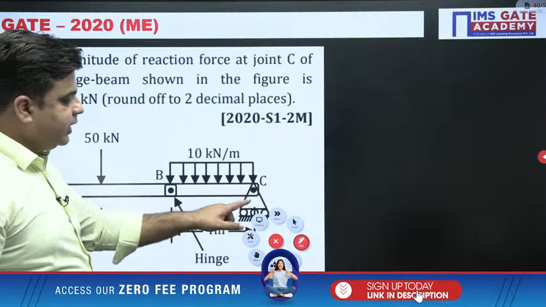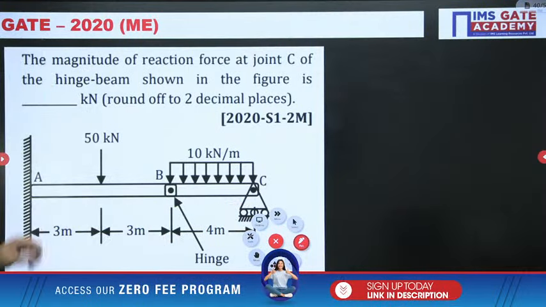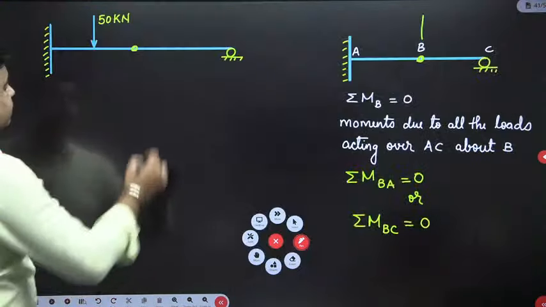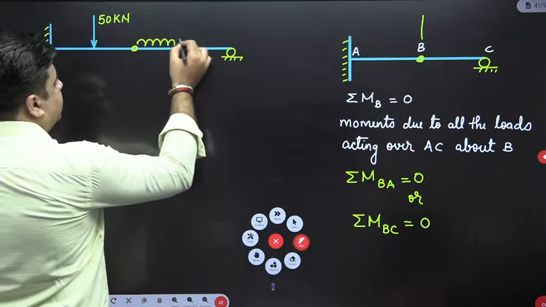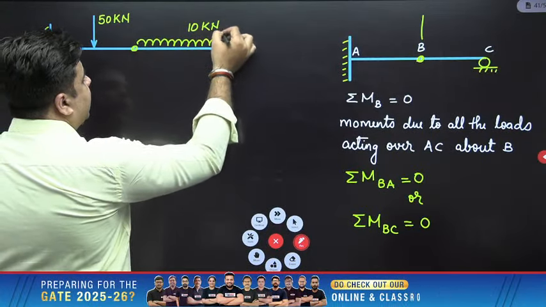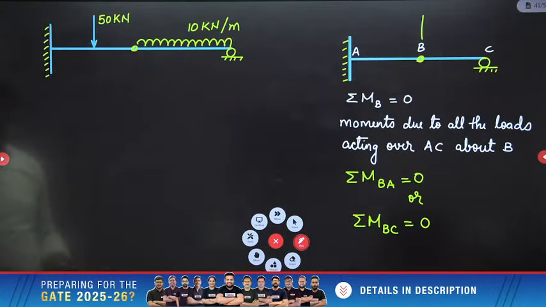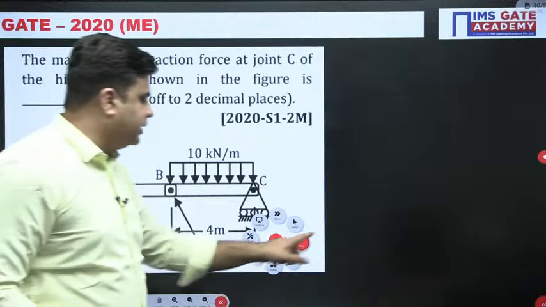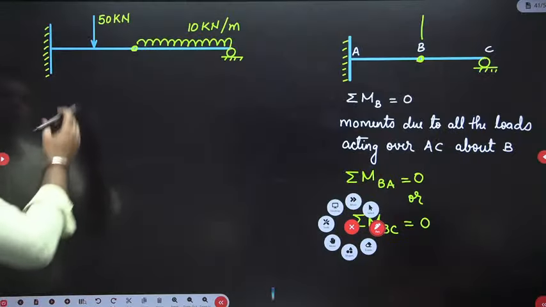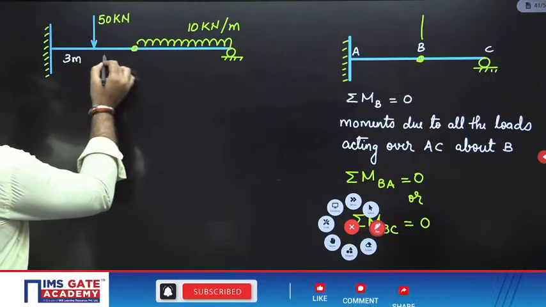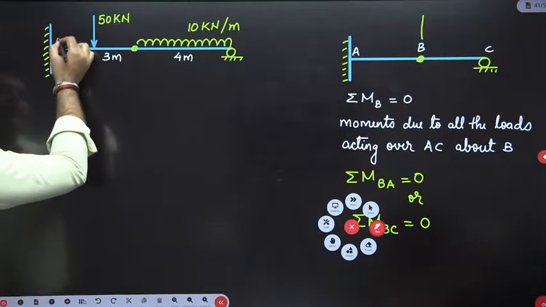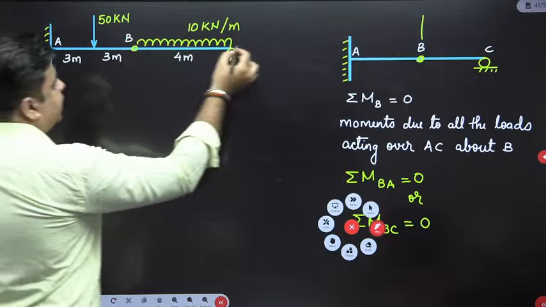Those who have calculated this support reaction, get me the other values of support reactions. And you have a UDL of 10 kilonewton per meter acting on this side. I want all the support reactions. The question is only asking you to calculate the support reaction at C, but I want all of them. So this is 3 meters, this is 3 meters, and this is 4 meters. This is point A, this is B, and this point is C.